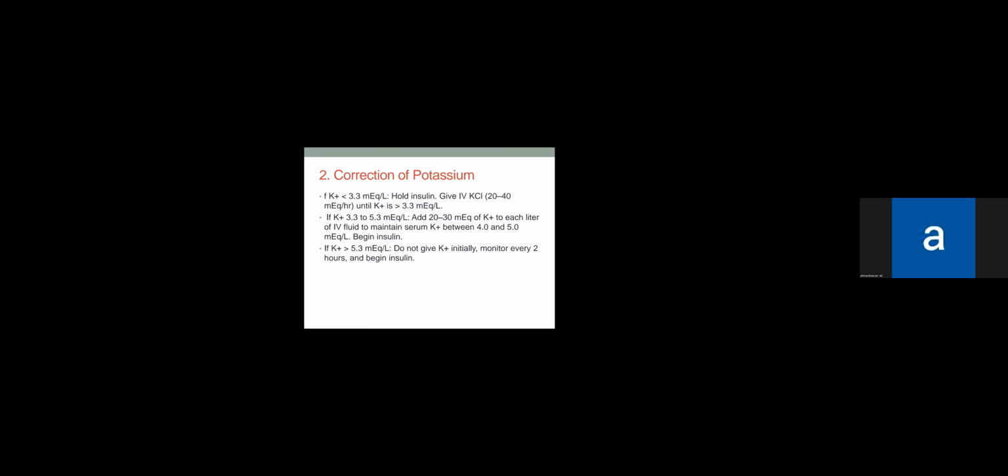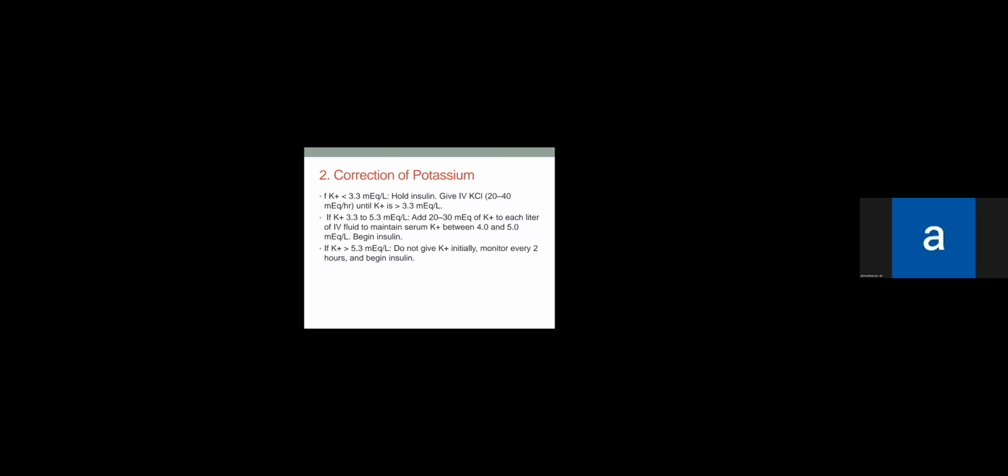We will manage according to these strict laboratory markers. If serum potassium is below 3.3 milliequivalent per liter, absolute contraindication to insulin initiation. Hold insulin therapy, administer IV potassium chloride at 20 to 30 milliequivalent per hour until serum potassium safely exceeds 3.3.